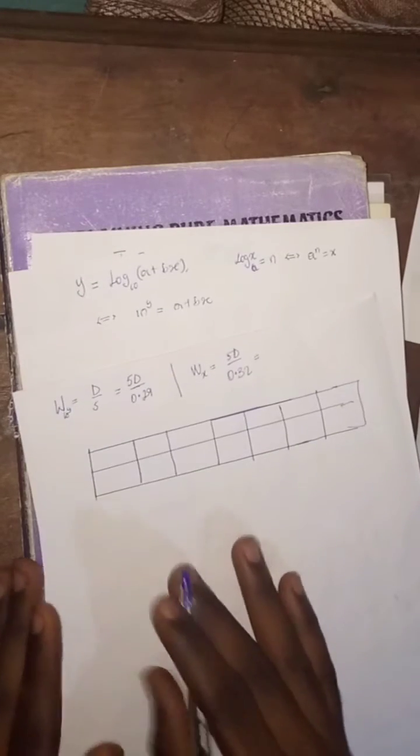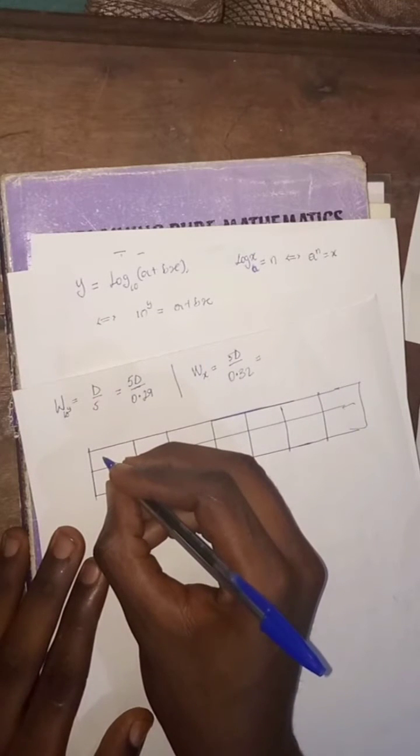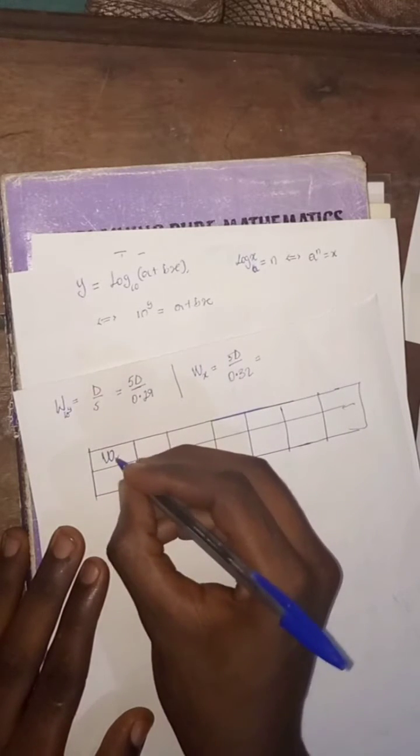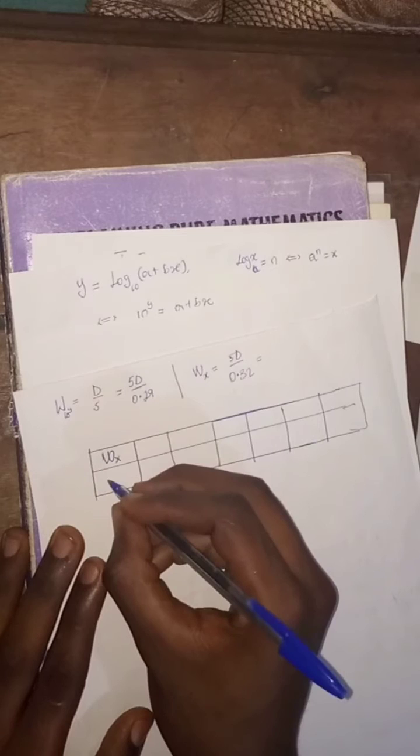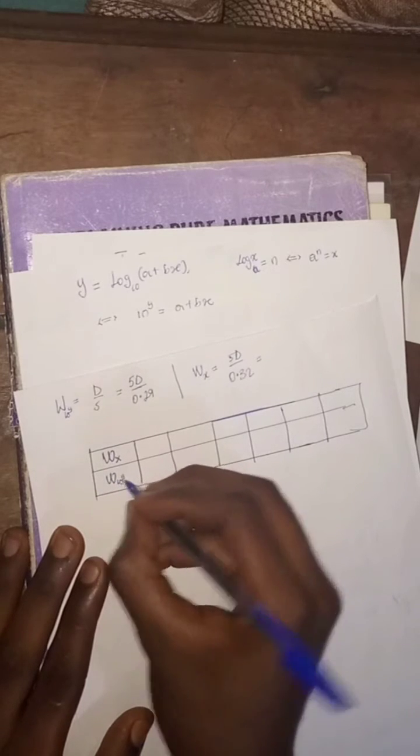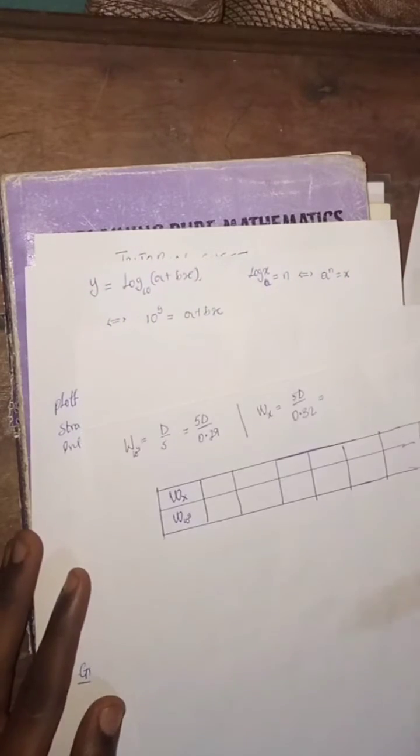Okay, I have my table of values. Here, what we have is the whole number part for x and the whole number part for 10 to the power y. Those are my notations. I come here now. This is what I get.